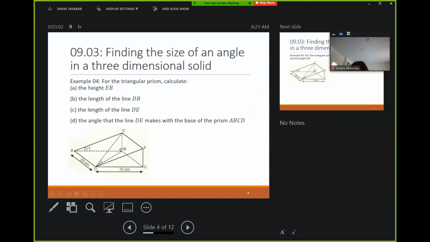So let's do a couple of examples here. For this triangular prism, another wedge here, we're going to find the height EB, the length DB, and then the length DE, so all three sides of this triangle here. And then the angle that DE forms with the base of the prism. So this angle DEB will be the last piece.